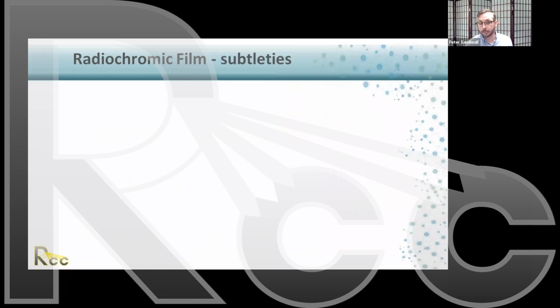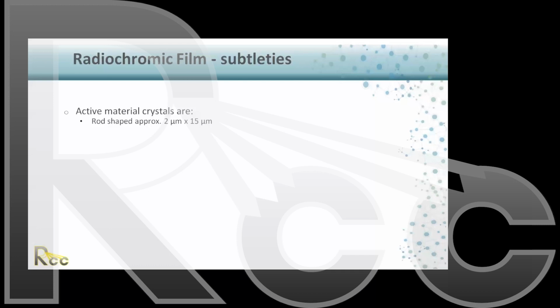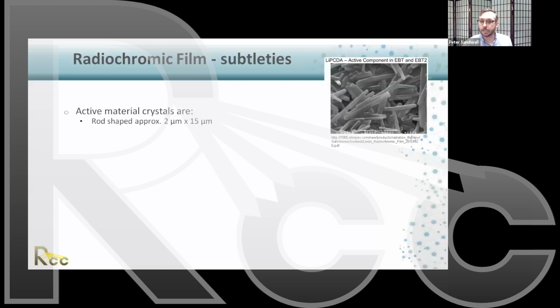So it's more of the subtleties of radiochromic film. I'm going to hammer one specific point. So those active materials, they're crystals, and they're rod-shaped. They're rod-shaped crystals. Here's an electron microscopy image of them. So they're these little fibers, kind of, you can think of them as.